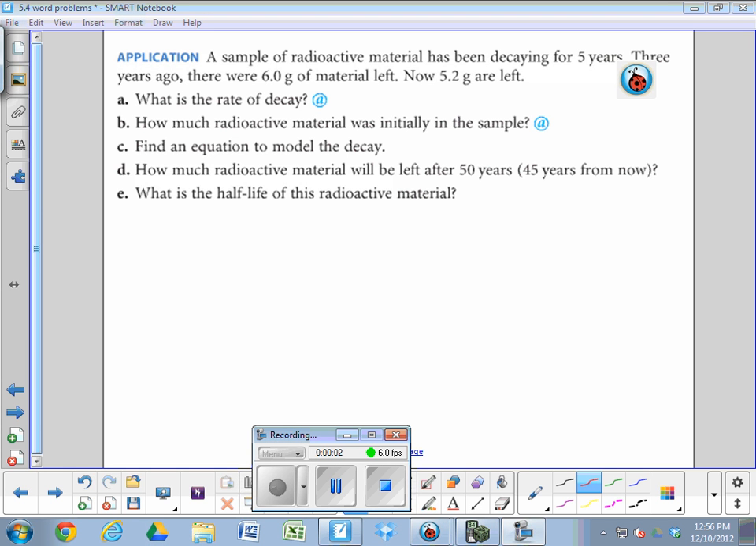Okay, we're on number 3 on the 5.4 worksheet, and this is the problem that gave everybody the most trouble. I think the reason is it's hard to determine when the starting year is, because they mention it's kind of all over the place, this problem. It says it's been decaying for 5 years, right? And then it starts talking about what happened 3 years ago. 3 years ago, you had this much, and then what we have now. So if we're using years, for instance, what would be the green year if we're talking about now?